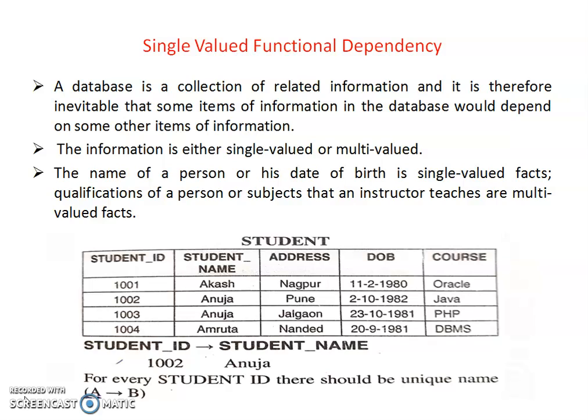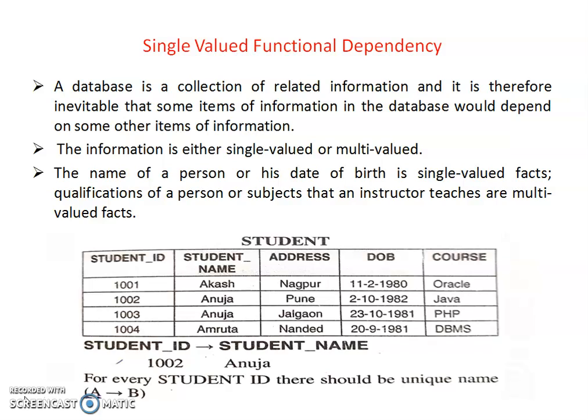The database is a collection of related information in which one piece of information depends on another, and the information is either single value or multi-value. For example, the name of a person or date of birth is a single value fact, but the contact number of a person is a multi-valued attribute.